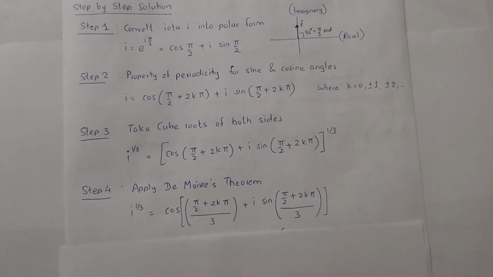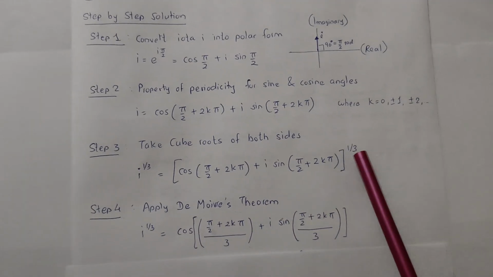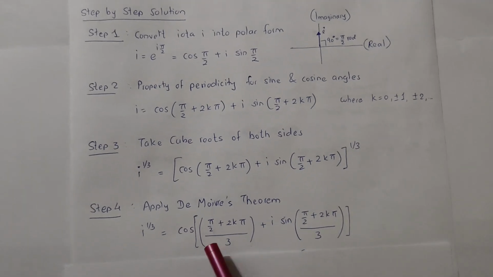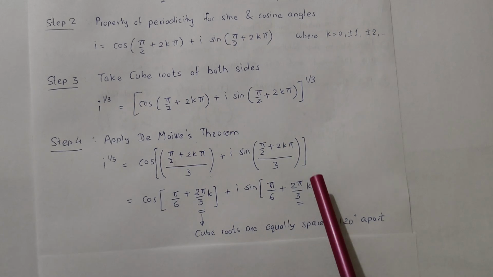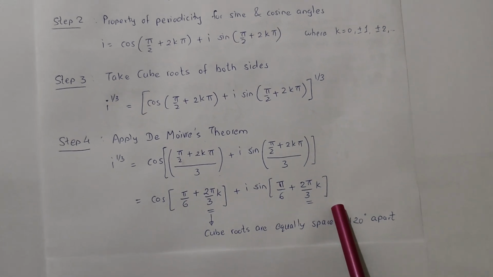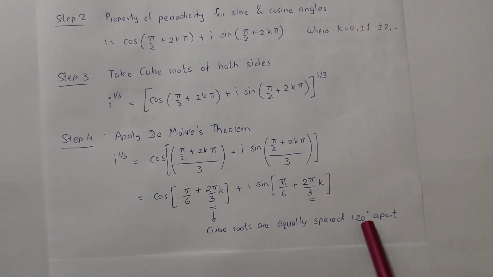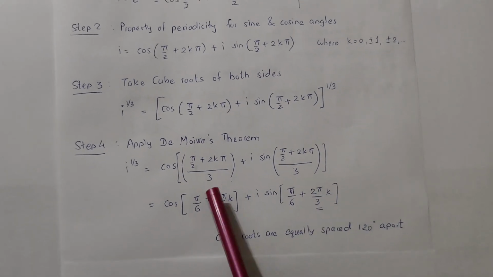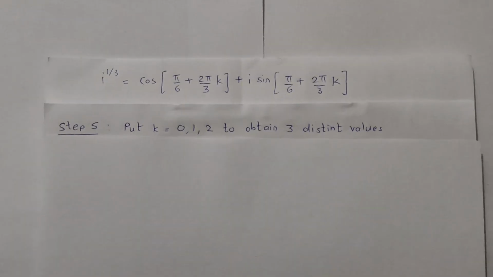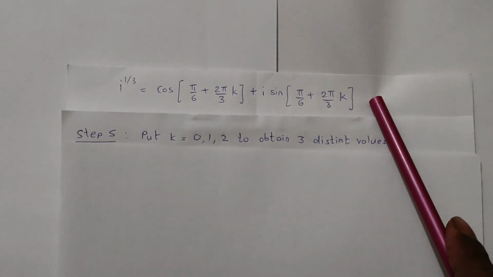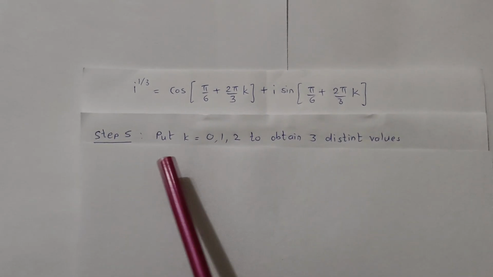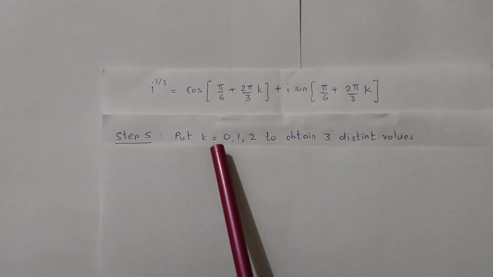Next, we apply de Moivre's theorem, that is we bring this particular power to the denominator. The expression will be converted into this format. And here one thing to notice: the cube roots are equally spaced, that is 120 degrees apart, by this particular angle formation. So this is where we have arrived in our previous step. Now in step 5, we put k equal to 0, 1 and 2 to obtain three distinct values.